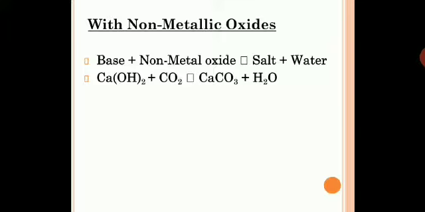Please take it down. Now, reactions with non-metallic oxides. Non-metallic oxides means oxides of non-metals, for example carbon dioxide, carbon monoxide, sulfur dioxide, nitrogen dioxide. When you react them with a base, you will again get salt and water. So base plus non-metal oxide gives you salt and water. An example we have discussed is calcium hydroxide plus carbon dioxide gives you calcium carbonate plus water. So write this reaction in your notebook, children.